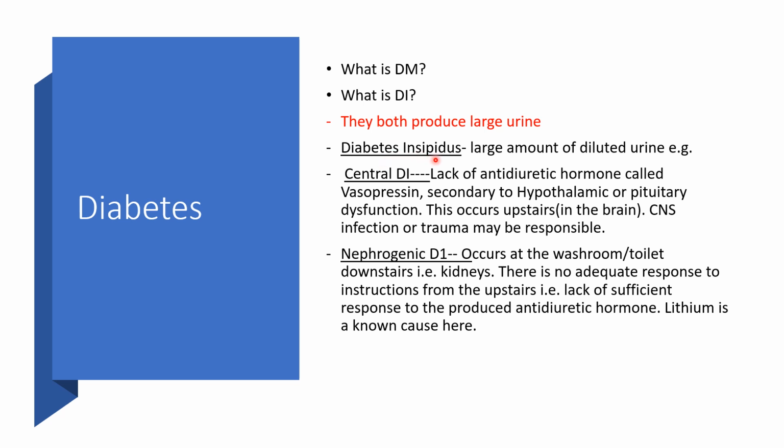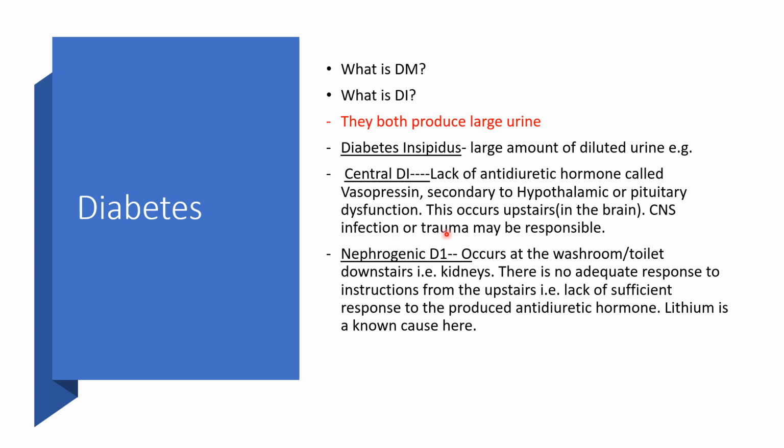In diabetes insipidus, a large amount of diluted urine will be produced. It may be central diabetes insipidus. In that case, there will be a lack of antidiuretic hormone called vasopressin. This is as a result of dysfunction happening at the hypothalamus or with the pituitary gland. These will occur in the brain, right? And we can trace the cause of this sometimes to central nervous system infection or trauma to the central nervous system.